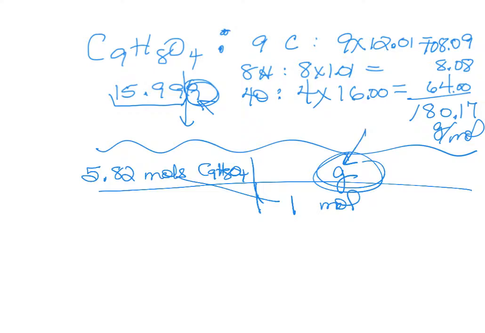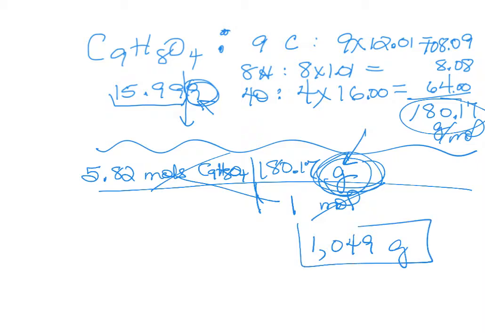All right, so the molar mass we just calculated, it is 180.17. Okay, cancel our moles, and now it is a simple multiplication problem. And let me do that real quick. 5.82 times 180.17 is 1,048.49. And the units are grams. That's it.